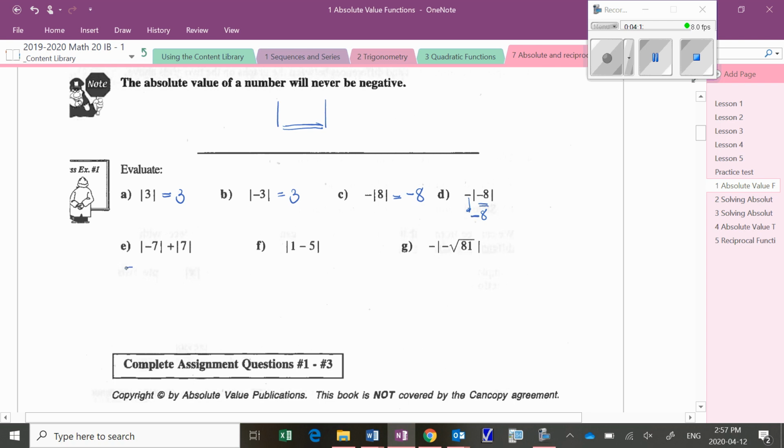If we take a look at part E then, we've got 2 separate pieces here. The absolute value of negative 7 is, of course, 7, plus the absolute value of 7, which is also 7, and then that is 14, our sum. For F, this is where it kind of acts like brackets, so then absolute value of whatever 1 minus 5 is, and that is absolute value of negative 4, which is then 4. And for G, we're looking at, it's almost like negative 1 times the absolute value of negative 1 times the square root of 81.